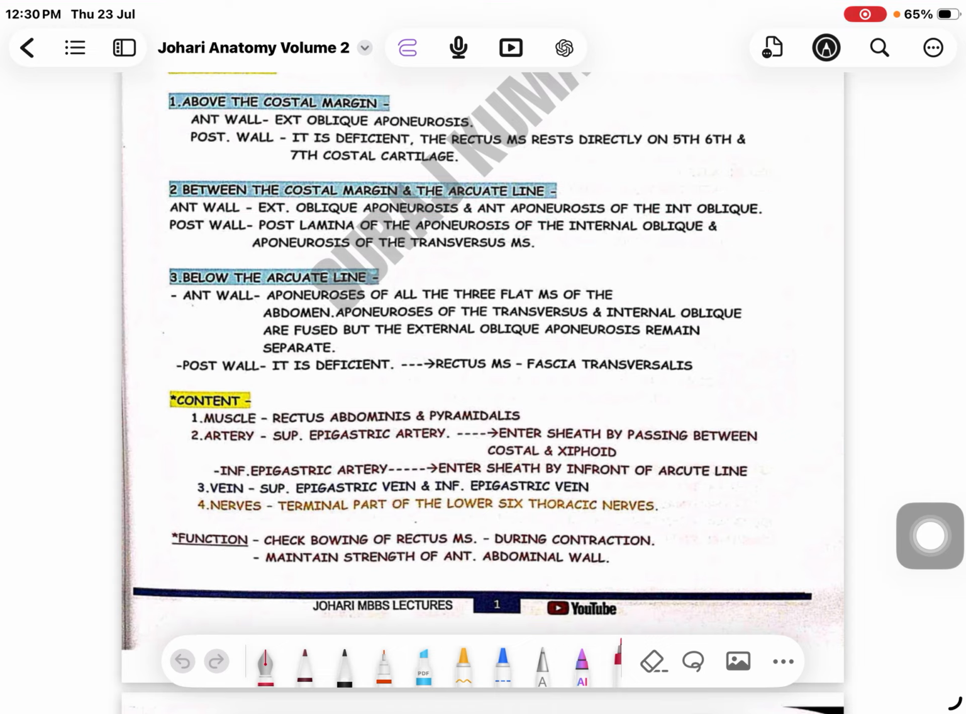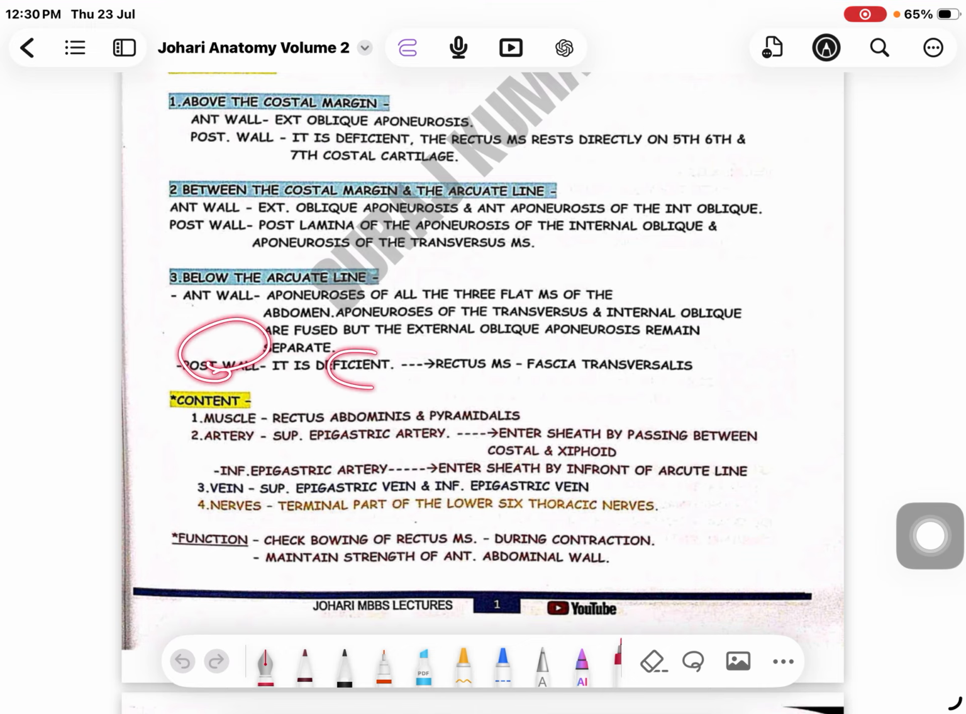The anterior lamina of the internal oblique, the posterior lamina of the internal oblique, and the transversus muscle together form the posterior wall. Below the arcuate line, the aponeurosis of all three flat muscles of the abdomen: the aponeuroses of the transversus and internal oblique are fused together, while the external oblique aponeurosis remains separate.